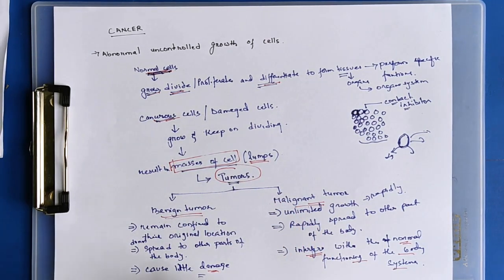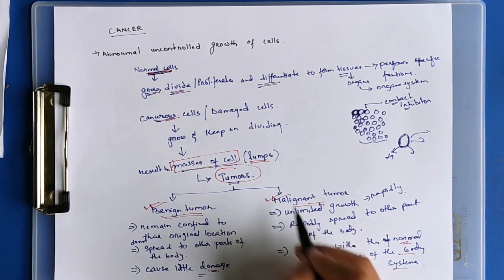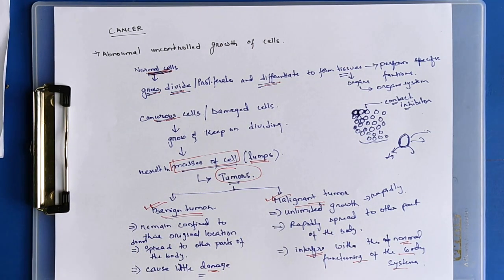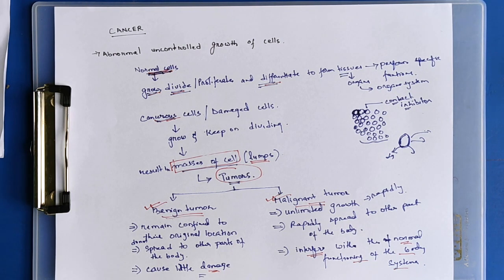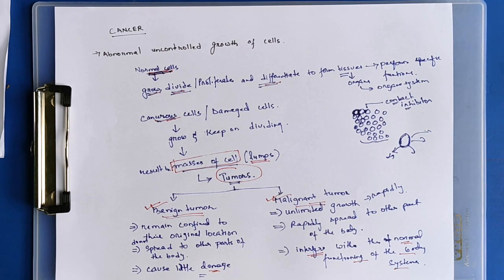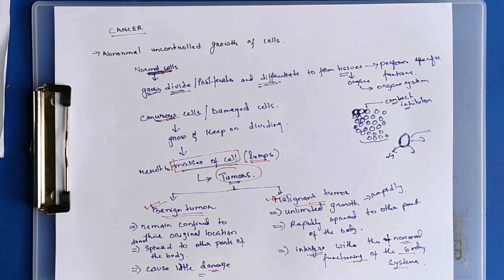Tumors can be classified into two types: benign tumors and malignant tumors. Benign tumors remain confined. They do not spread to different parts of the body and they cause little damage. Malignant tumors rapidly grow and divide, and if not detected and removed, they can spread. They rapidly spread to different parts of the body, disrupting the normal functioning of our body.